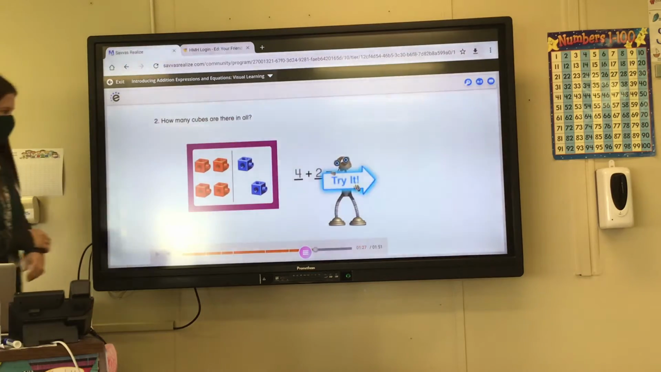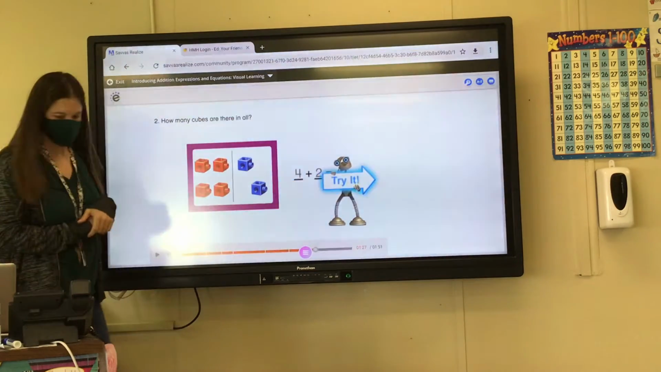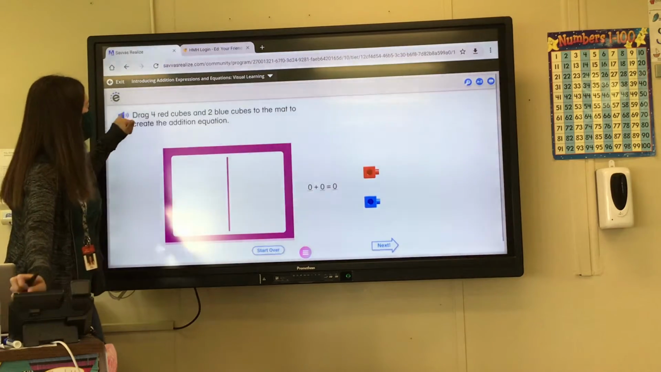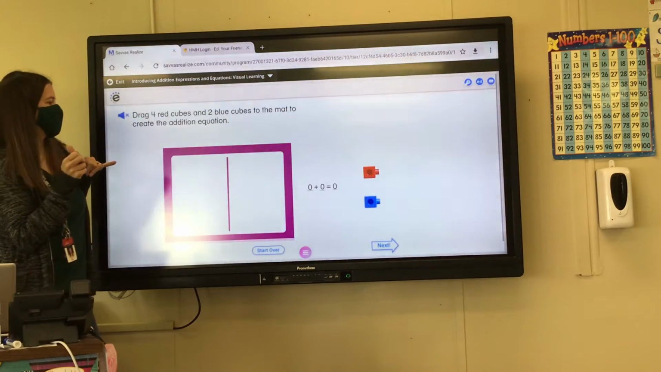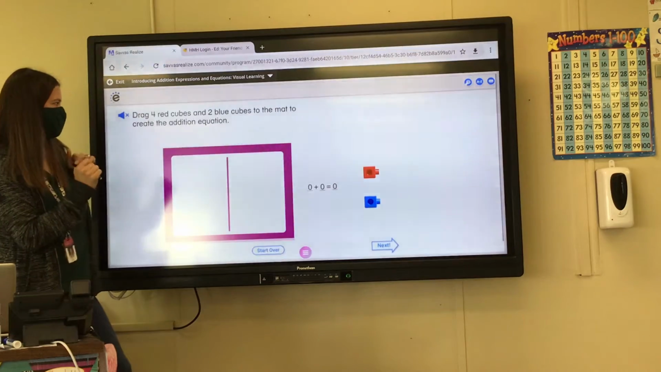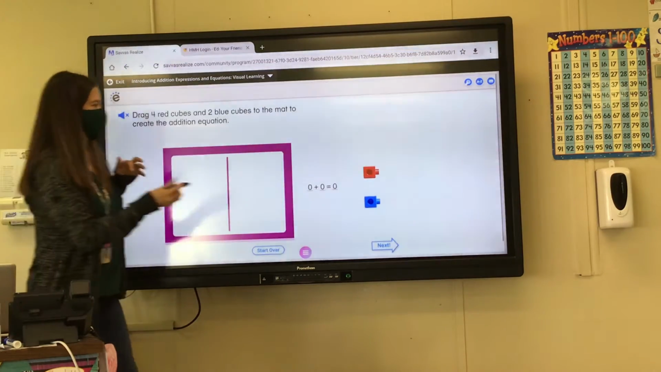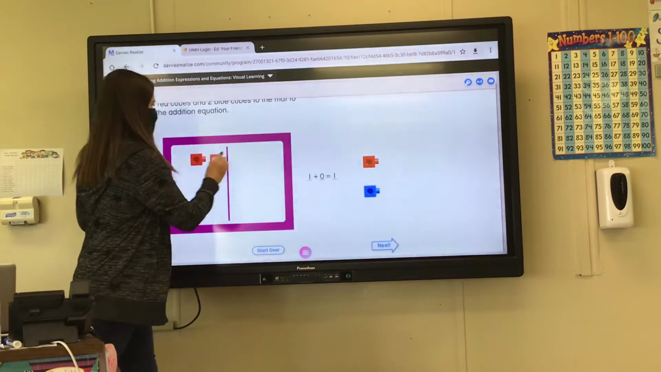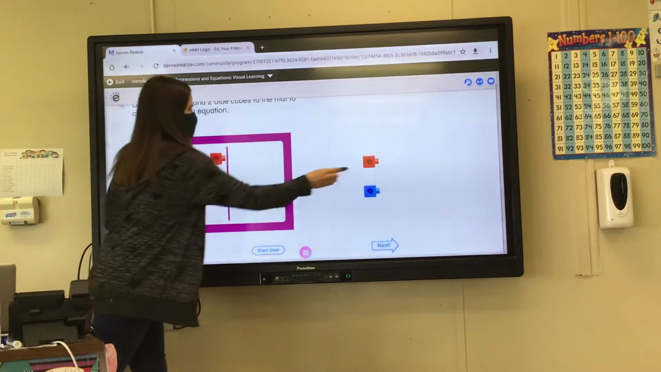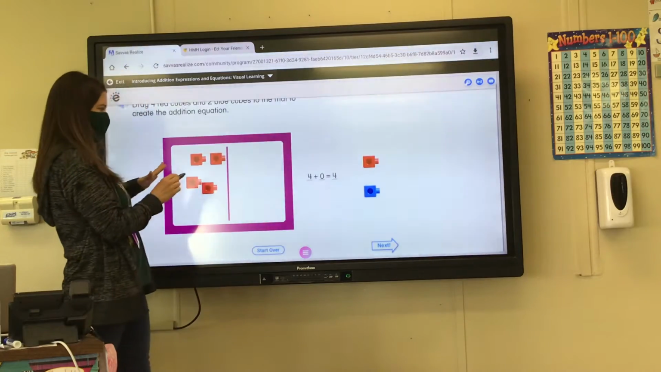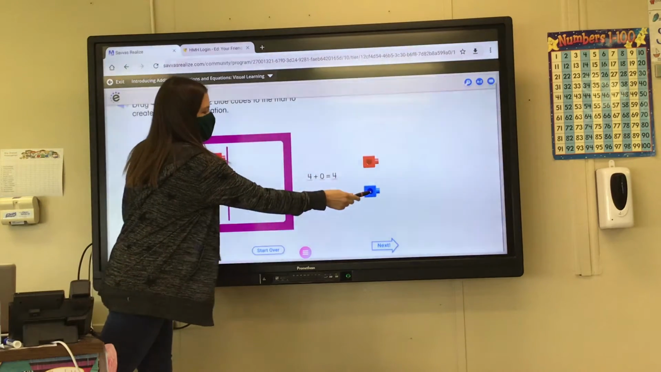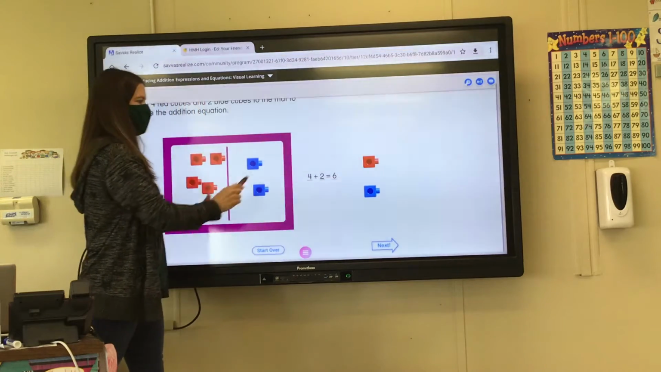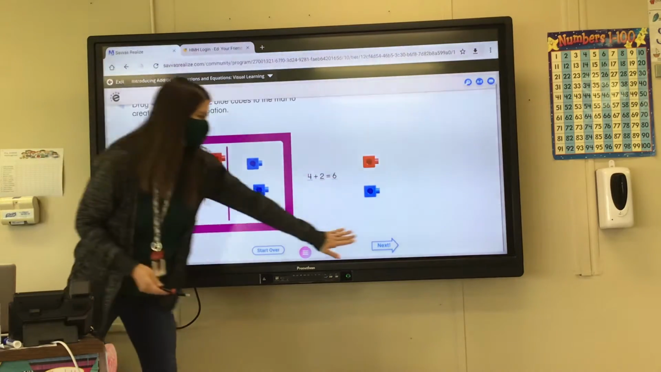Alright, let's try it. You have to drag. Drag 4 red cubes and 2 blue cubes to the mat to create the addition equation. So we're dragging 4 red cubes over. 1, 2, 3, 4. That's one part. And then how many blue cubes do we need? 2. That's the other part. 4 plus 2 equals 6. You got it.